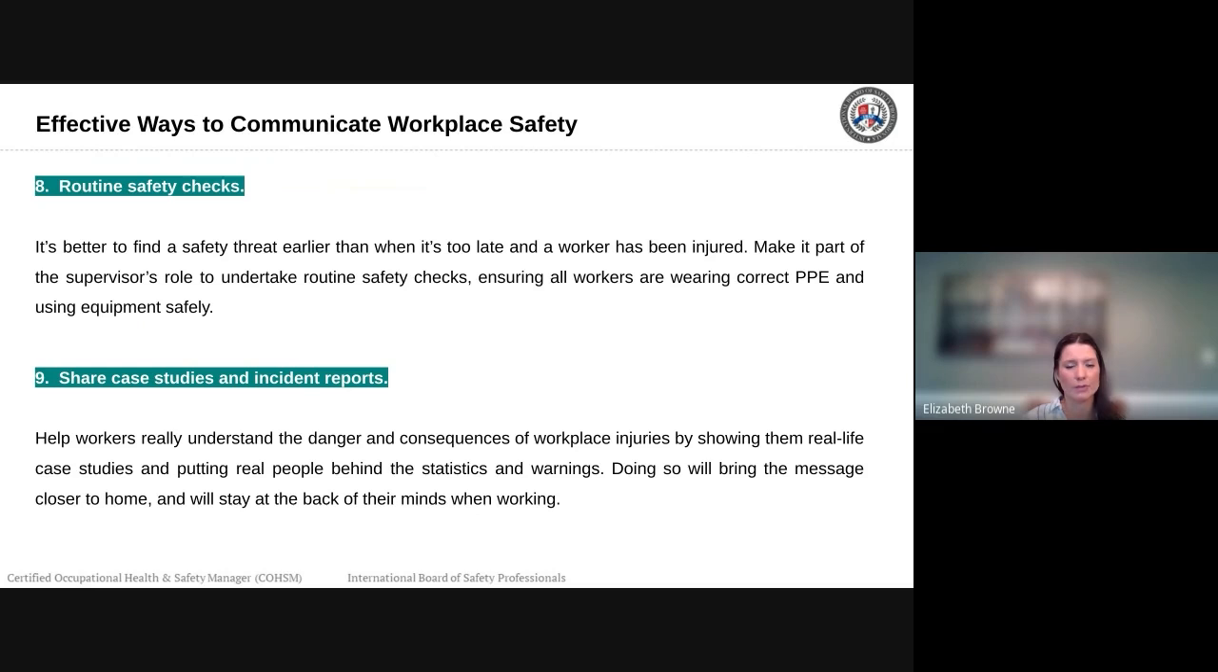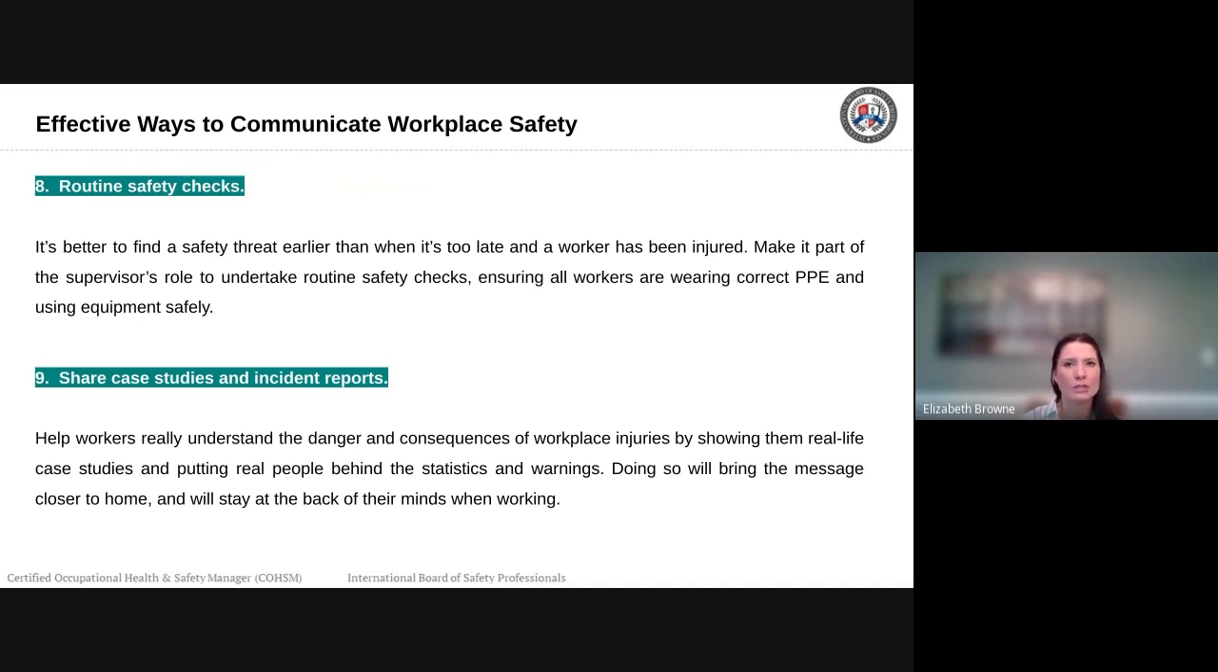Having routine safety checks, so being proactive and not just reactive, like when a worker has an injury, but doing safety audits, having your supervisors conduct those, having a safety committee and having them have responsibilities in conducting audits in certain areas on a daily, weekly, monthly basis. Having your supervisors ensure all workers are wearing their PPE and using equipment safely are all examples of ways that you can have this, that safety is a routine part of the workday.